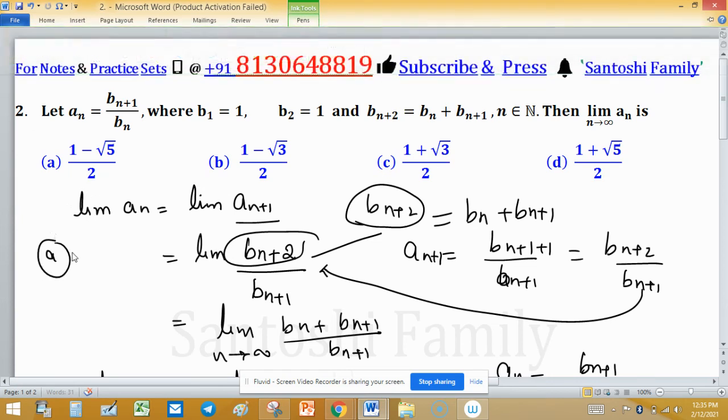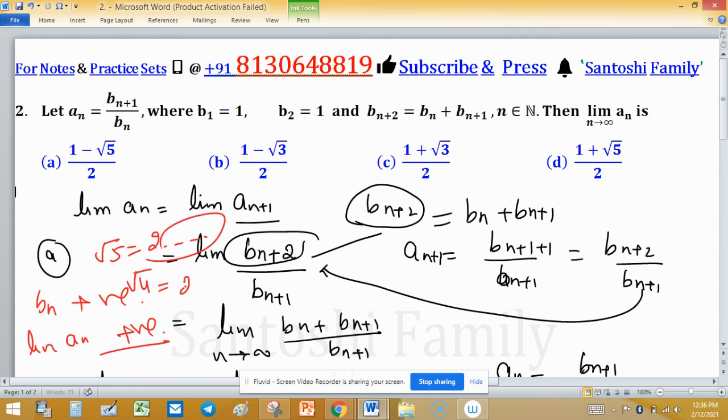Now, negative and positive values are given to us. As b_n is a positive term series, a_n, or the limit of a_n, will be positive. We know root 5 is 2 point something because root 4 is 2, so root 5 will be greater than 2. So 1 minus root 5 divided by 2 cannot be the answer because it is a negative value. So positive, we can choose option D as right.